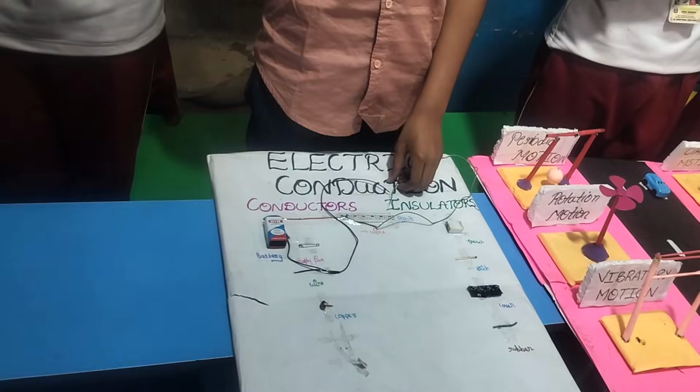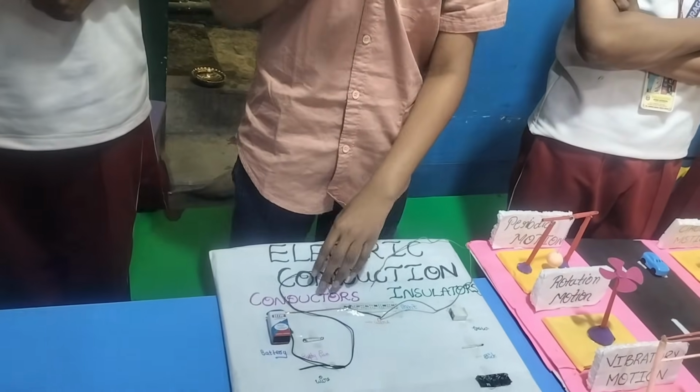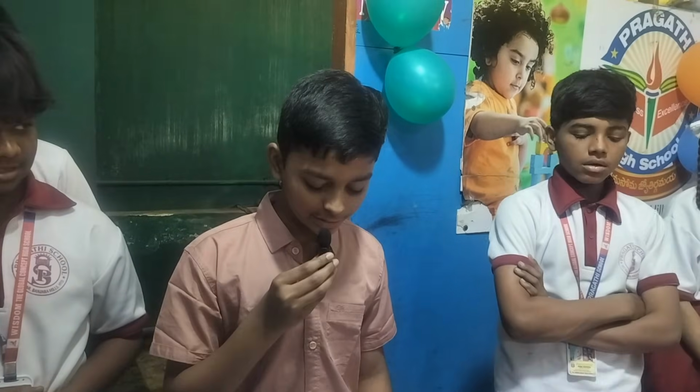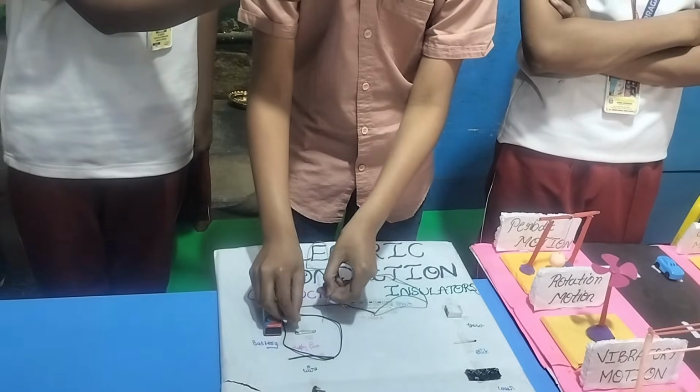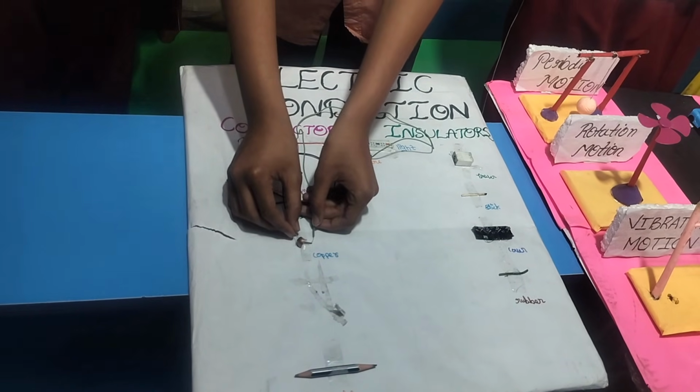My name is Jayant Kumar. I am studying 7th class. Today my topic is electric conduction. Conductors. A conductor is a material that allows electricity to pass through it. Examples are copper, iron, aluminum.